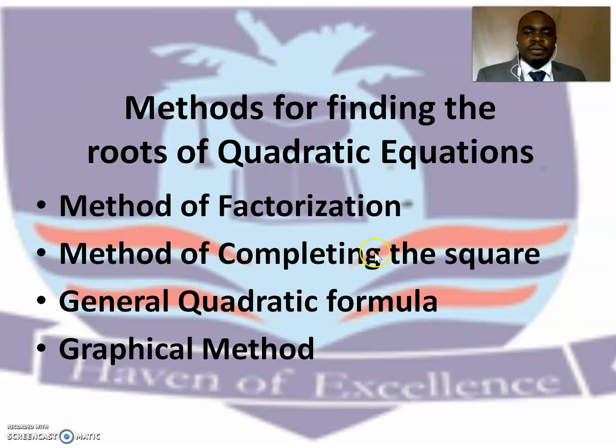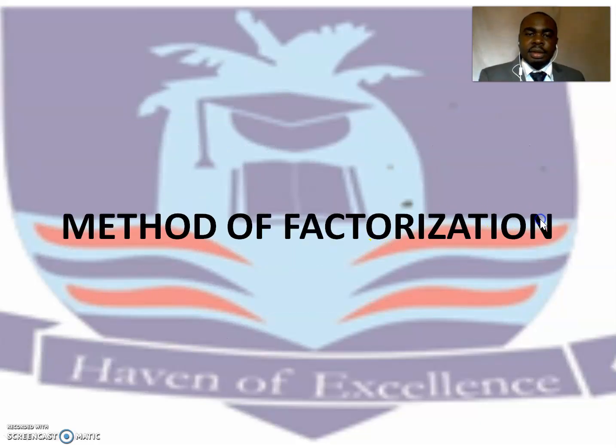To find the roots of a quadratic equation, there are four main methods we use: method of factorization, completing the square, the general quadratic formula, and the graphical method. These are the methods we are going to be studying in this class. However, there are other methods in existence, but they are not within the scope of this class. In this class, we are only going to be learning about the method of factorization and the method of completing the square. The general formula and the graphical methods will be learned in subsequent videos.